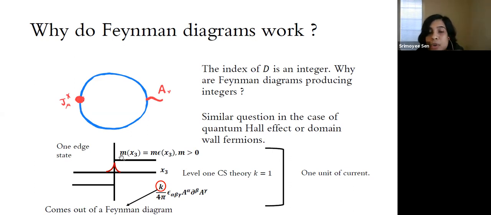And just to remind you, you better get one in this case because you had one chiral fermion edge state. So in order to get current conservation, you better get 1/4 pi here. But the question still remains as to why a Feynman diagram is giving you this one.